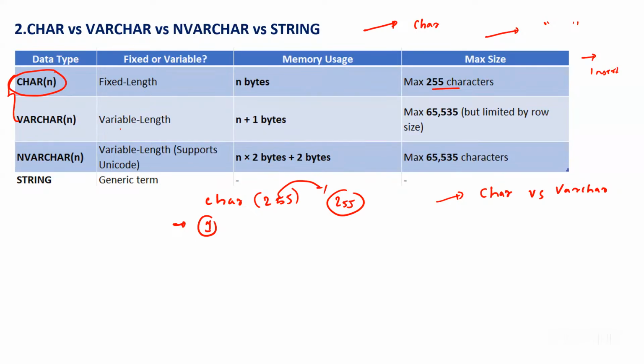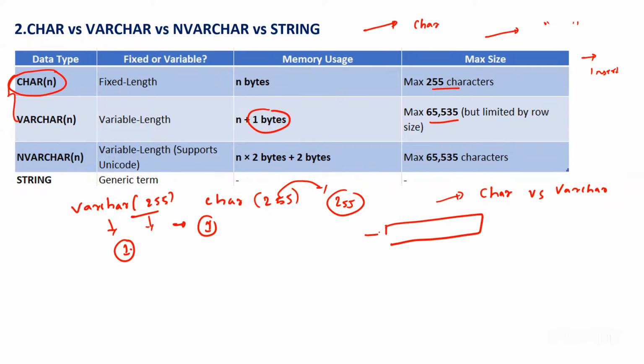Whereas varchar is a variable length data type. That means you have created varchar of 255, and you are entering only one character. It will only occupy space for this one character plus one more byte. Why? Because it has to maintain in memory how many records are coming for that. In that way, you're optimizing your storage using varchar, and up to 65,535 characters in one particular record you can use when you use varchar.